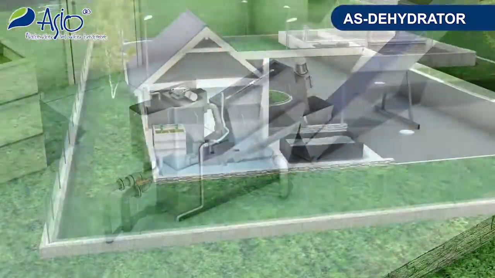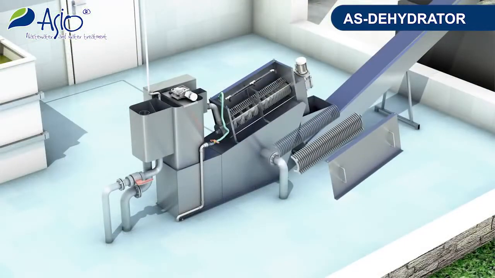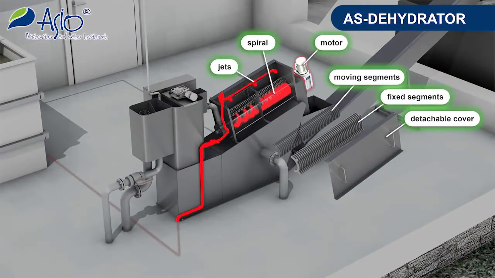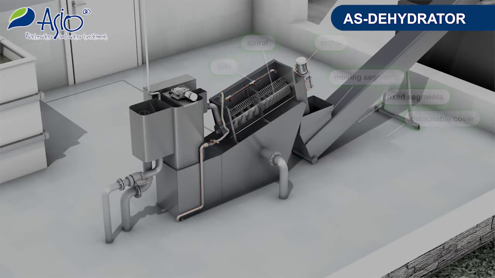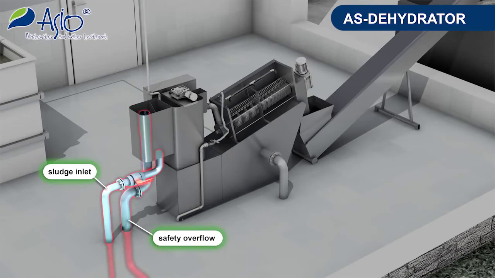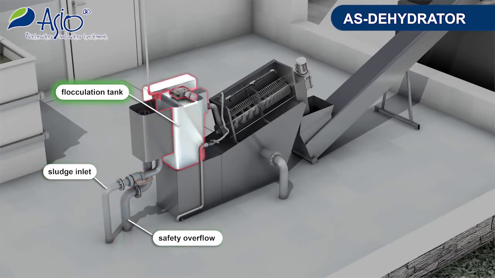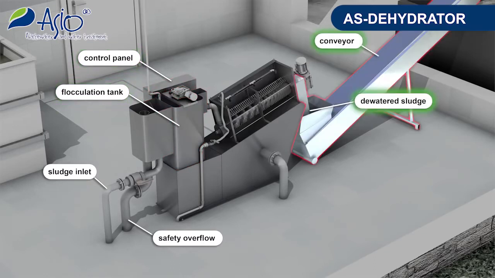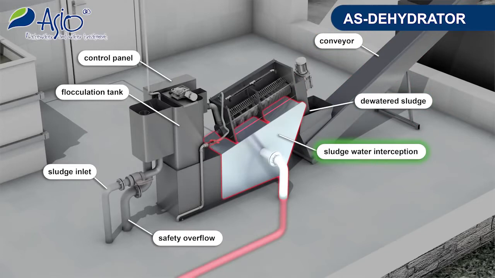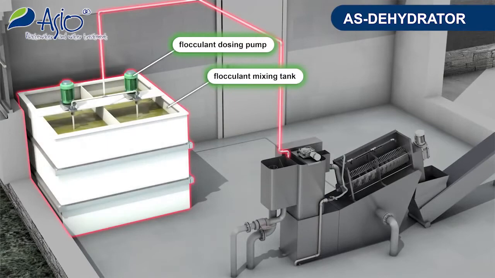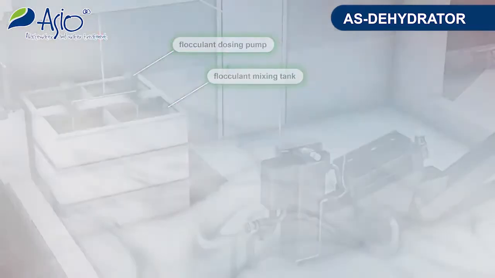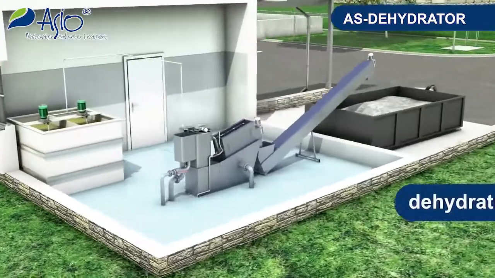The sludge dewatering process, which is the core of the AS-Dehydrator, features automatic operations with low operating costs. Dehydration functions.